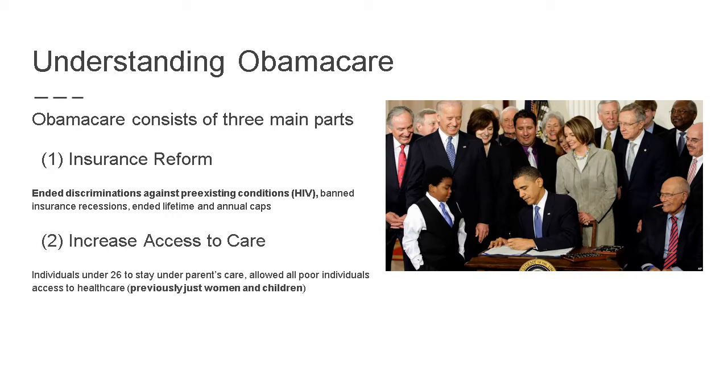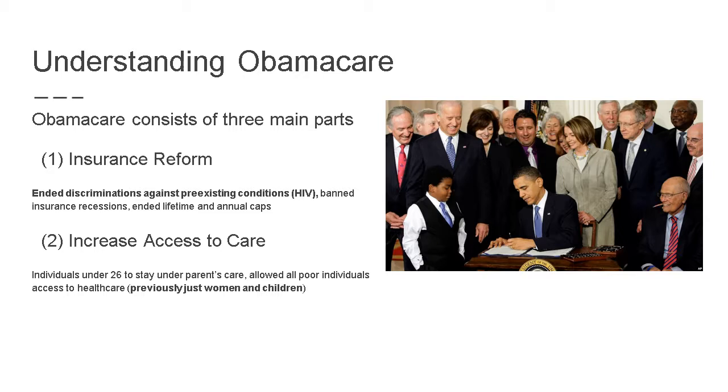The next part of Obamacare is increasing access to care. Obamacare allowed children under 26 to stay on their parents' plans. This was hugely popular with both parents and their children, and late Republican adjustments to Obamacare would keep this in.